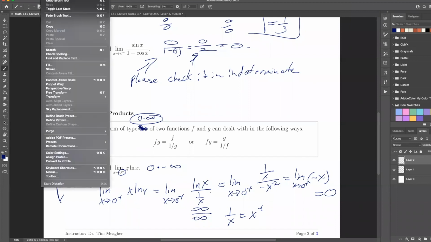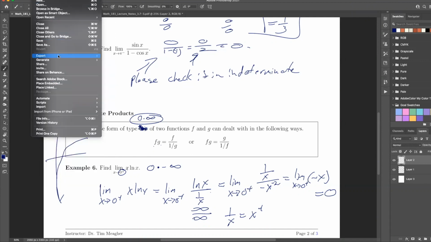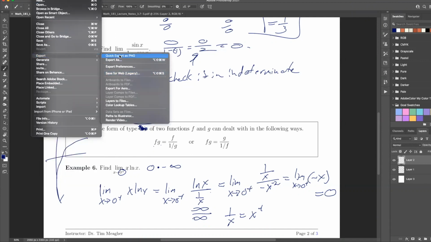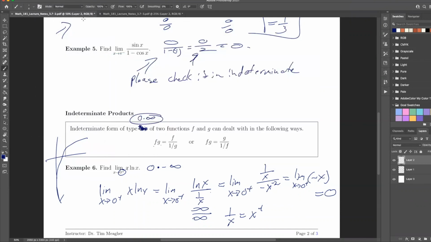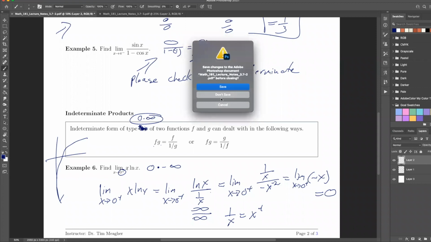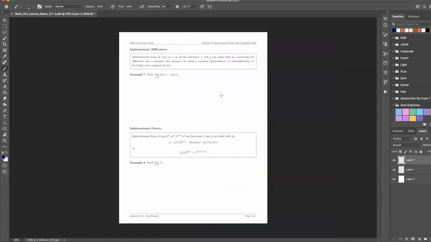I will export it since my computer's being super crunchy. I don't know why it's being so crunchy today. I just restarted it. All right, let's get rid of this. I just exported it.